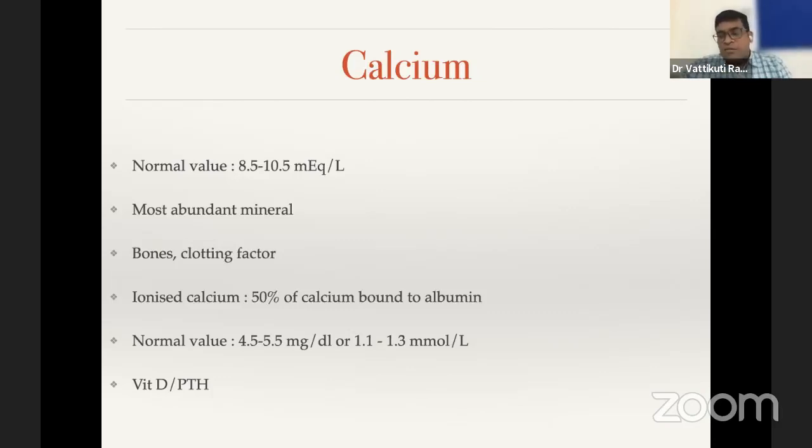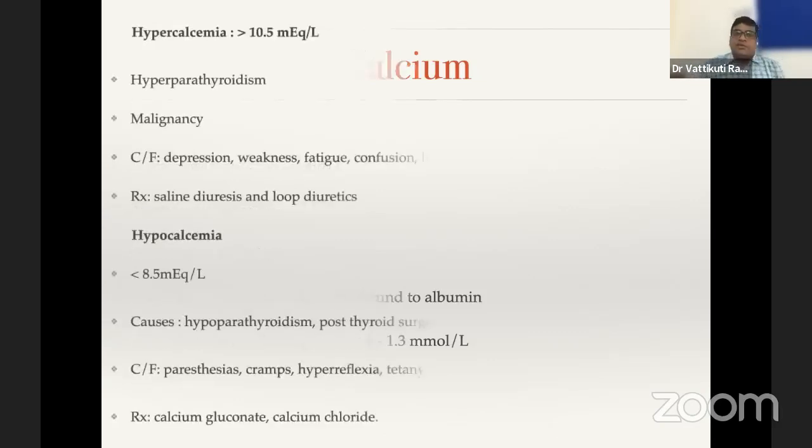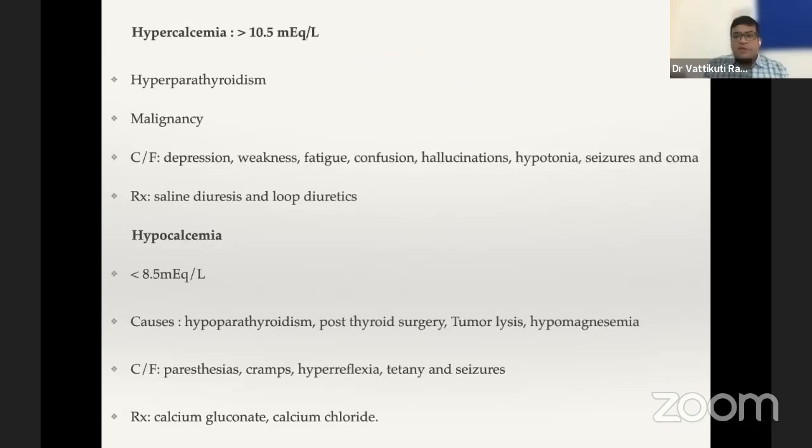And when you are working up calcium, it is very important for us to look at the vitamin D and the parathyroid hormone levels also. Hypercalcemia, when the calcium goes more than 10.5 milliequivalents, the most common causes are hyperparathyroidism or malignancy. Patients do present with depression, weakness, fatigue, confusion, hypotonia, seizures. And treatment is first saline hydration, or you can attempt saline diuresis and loop diuretics, which will cause elimination of the calcium by the urine.